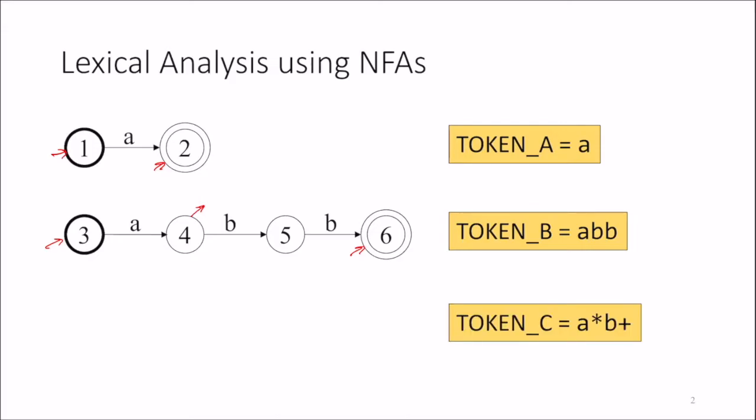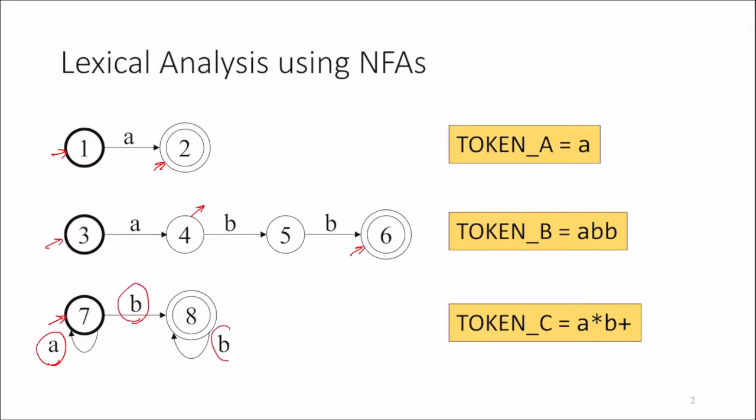Token C is slightly more complex. It's A star B plus. So B plus means 1 or more B's, and A star means 0 or more A's. If I was to write that down as an NFA, this is what it would look like. We have a start state here, and then we are accepting 0 or more A's. And then on an input B, we can then accept as many other B's as you want. As long as you have at least one B, you can get to a final state, which is state 8.